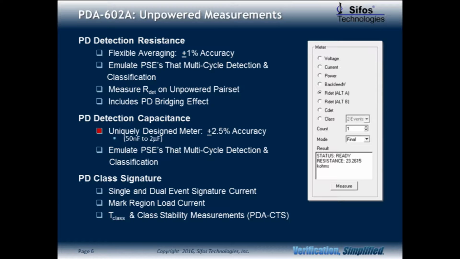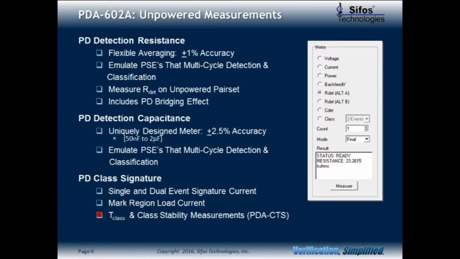Detection capacitance measures the effective input capacitance of an unpowered PD. The PDA resolves this with 2.5% accuracy, including any effects of front-end bridging. The class meter applies one or more classification pulses and returns the load current that communicates PD classification. Current is measured with approximately 2% accuracy. Given a two-event classification configuration, the meter also returns the mark region load current.